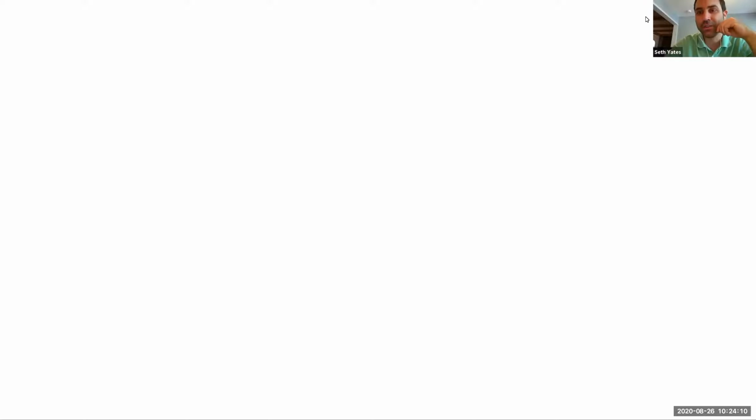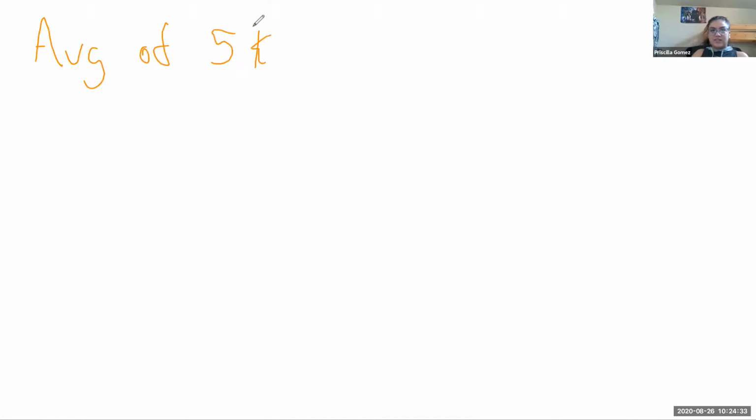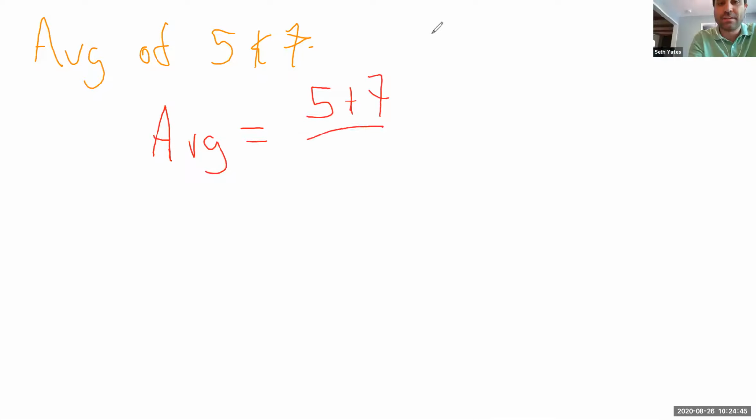We're talking about isotopes and how you get the mass that goes on the periodic table. We want to start with how you learned to do an average in third grade. Priscilla, how did you learn to do an average when you were in third grade? If you wanted to average the numbers 5 and 7, you would add them together and then divide by 2 since there's 2 numbers. Exactly. The average is equal to 5 plus 7 divided by 2.